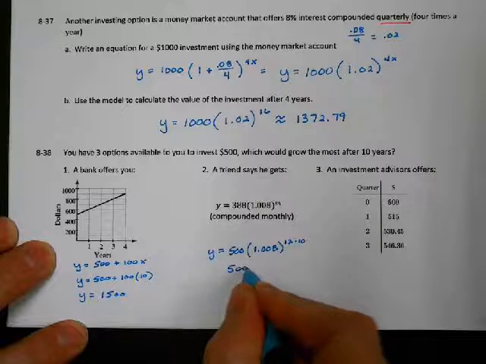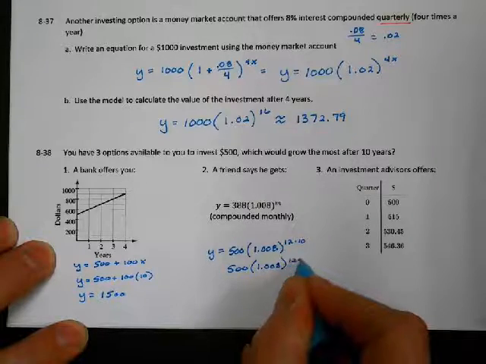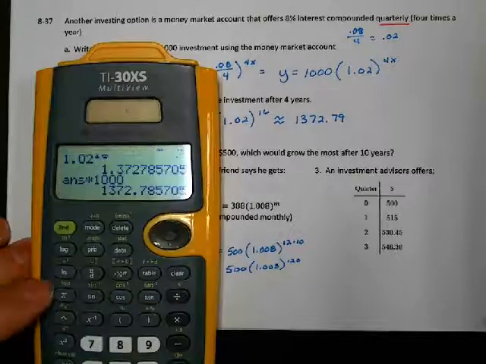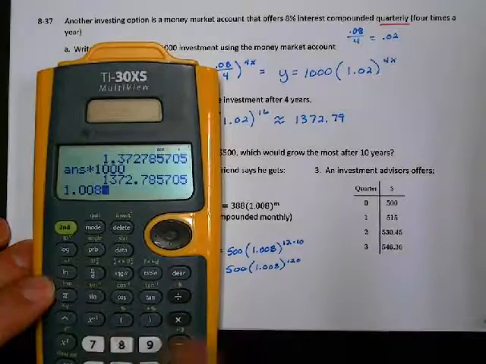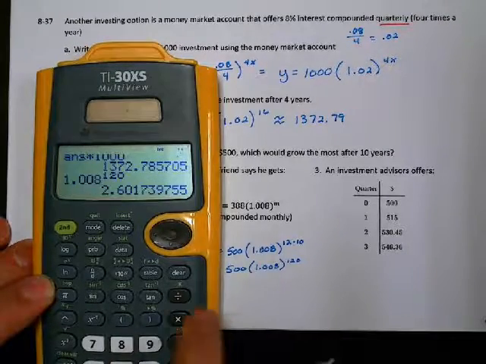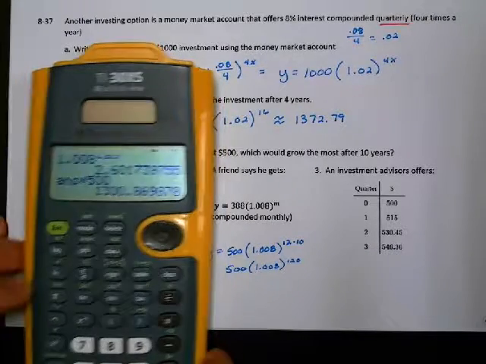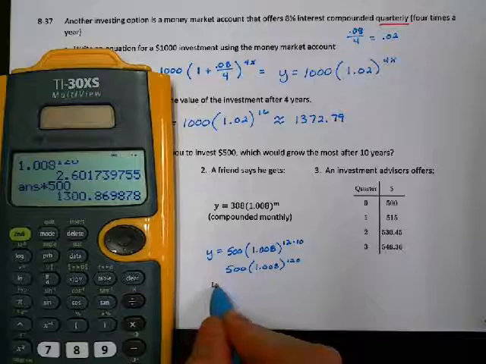All right, so we're going to do 1.008 to the 120th power, and then we're going to multiply by $500. And we would have, after 10 years, $1,300.87.